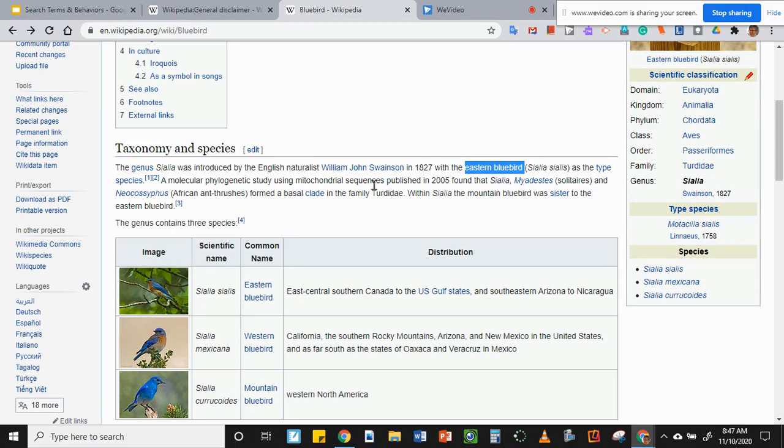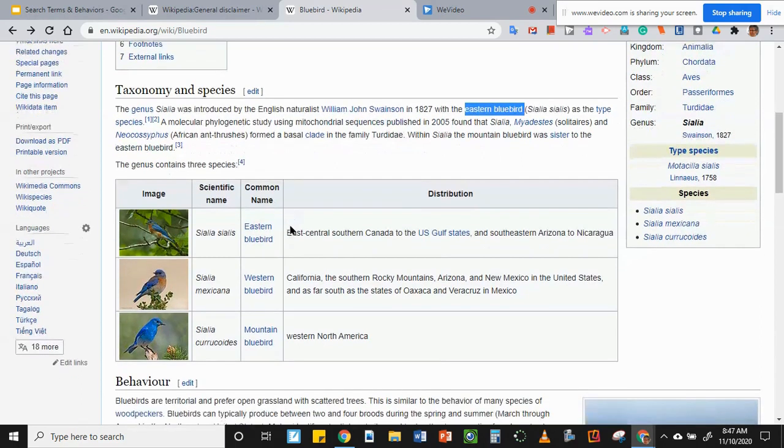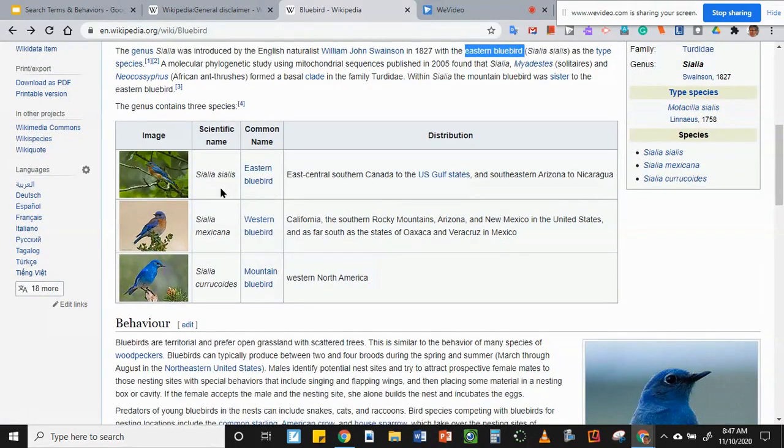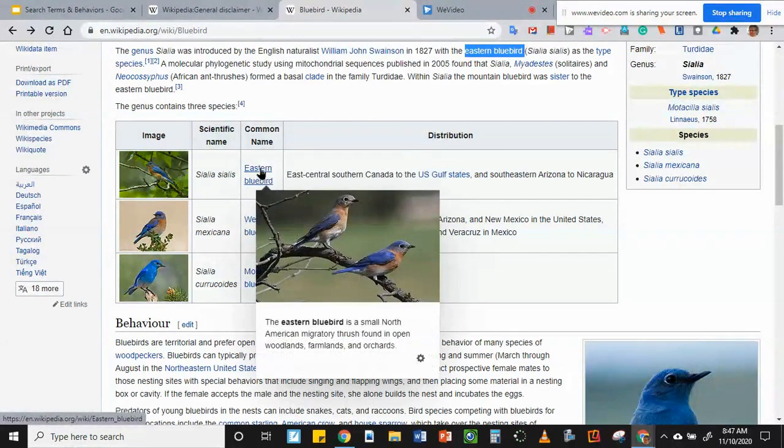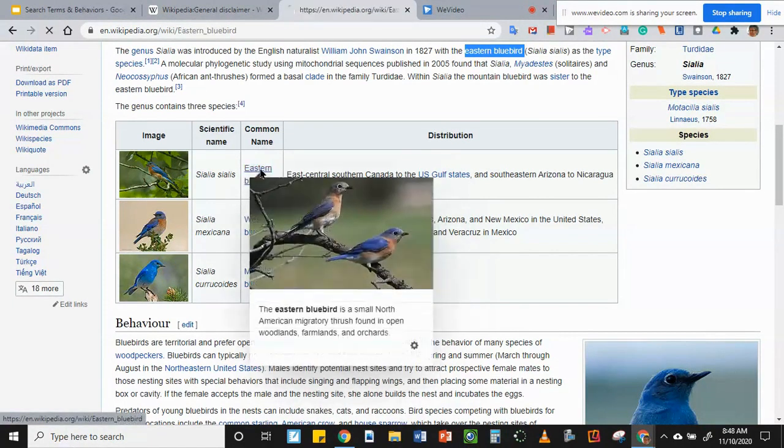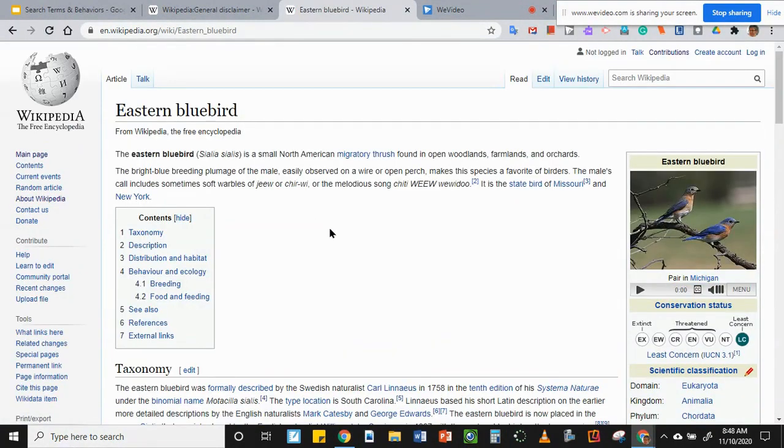Okay, and I can keep skimming through this. Okay, 3 species. So if I look through here and I'm thinking about the research I'm going to do, I have an eastern bluebird, a western bluebird, and a mountain bluebird. I don't live in the West, I live on the East Coast, and I don't live in the mountains. So I'm going to choose eastern bluebird. I'm going to go to that article.